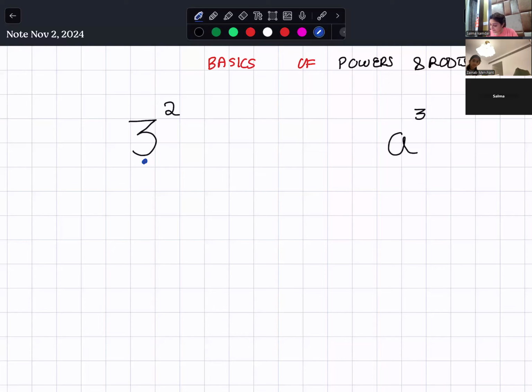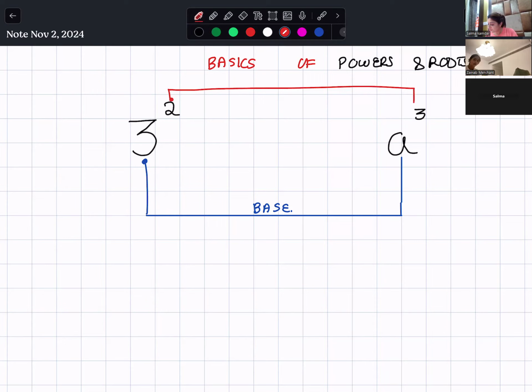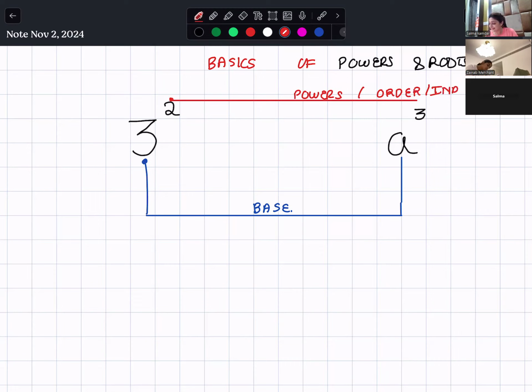So this 3 or this A, they are called bases. What is it called? Base. So 3 and 2 is called base. 3 and A is called the base. And when I talk about this 2 or 3, they are called the powers, or they are called the order, or they are called the index.